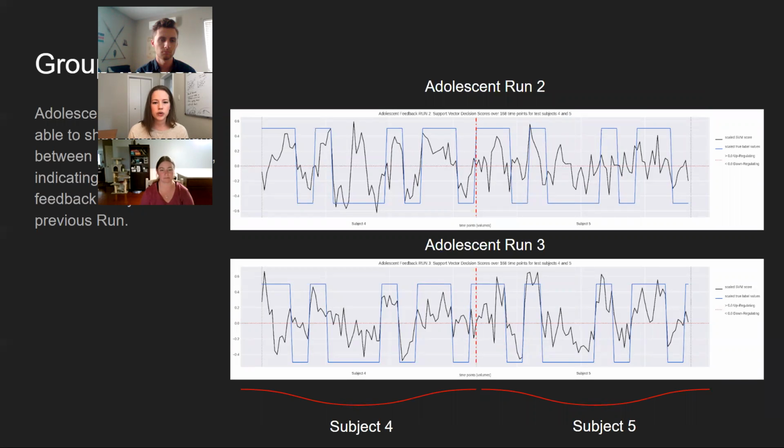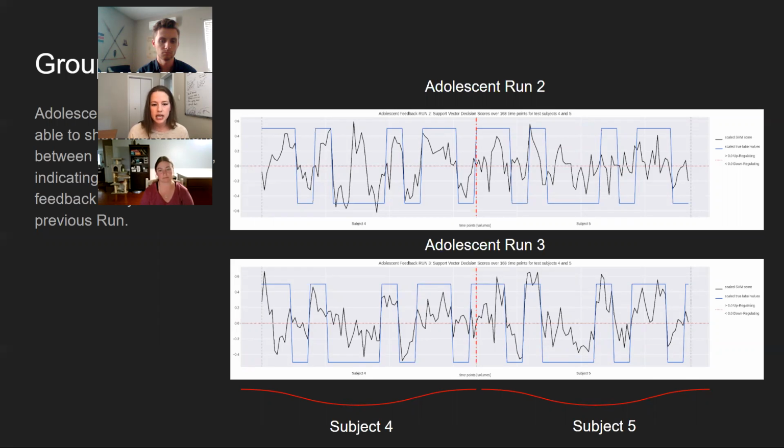I want to show a distinction here between the adolescent group in terms of how their decision scores are improving across runs. So in the first run here, run 2 actually, they're first receiving feedback, and you can see that subject 4 and subject 5 are separated here by the red dotted line. The decision score is not really following the true label. And so there is poor performance in terms of upregulating and downregulating.